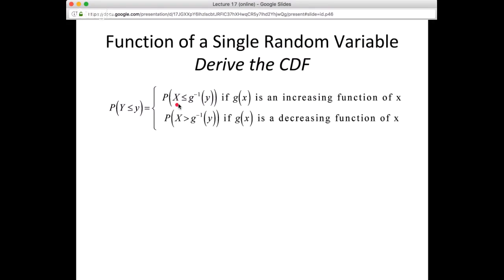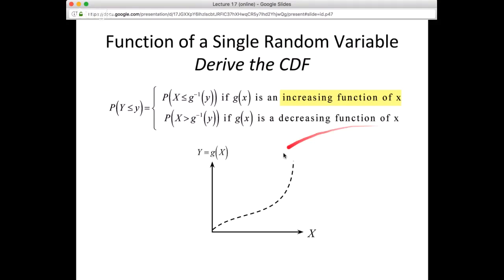And so we would expect that the CDF would have one of two forms. There would be one of two inequalities here, and we need to figure out which one applies. Either it would be the probability that x is less than or equal to the inverse g of y, or it would be that x is greater than the inverse of g operated on y. And as it turns out, the top case applies if g of x is an increasing function of x, whereas the bottom case applies if g of x is a decreasing function of x. Let me go through each of those examples and explain graphically what I mean.